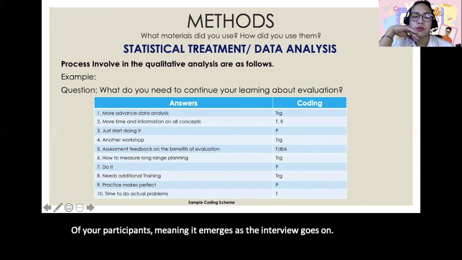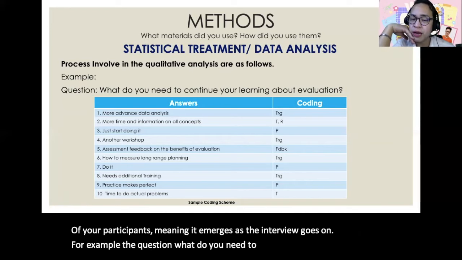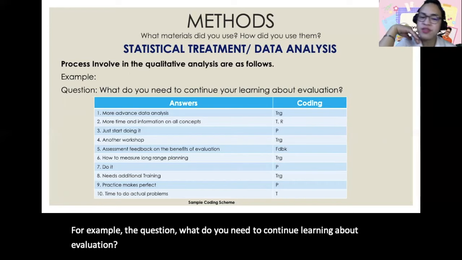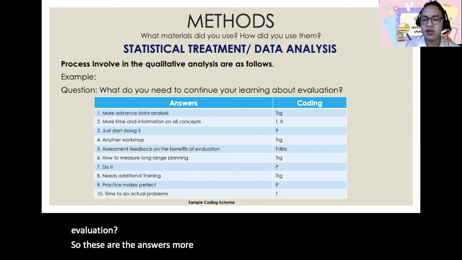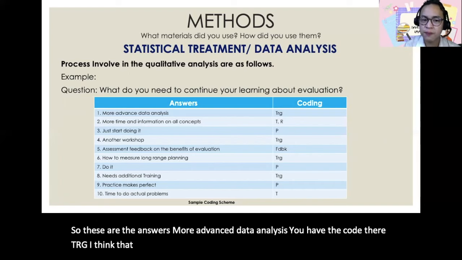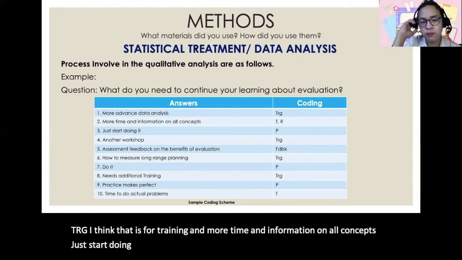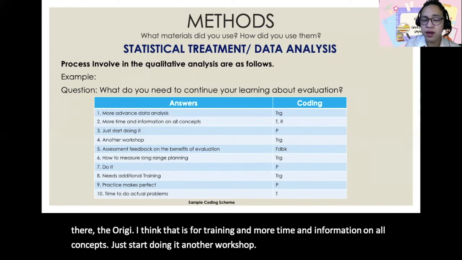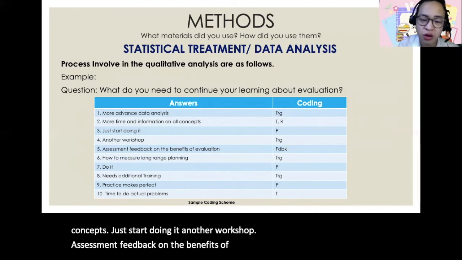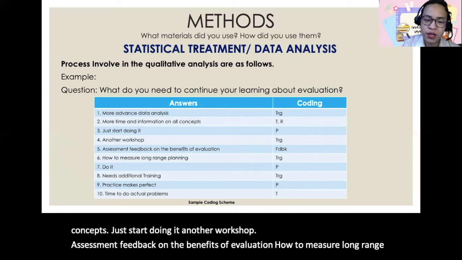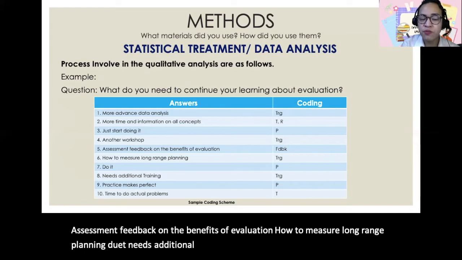Okay. For example, the question, what do you need to continue learning about evaluation? So these are the answers. More advanced data analysis. You have the code there, TRG. I think that is for training. More time and information on all concepts. Just start doing it. Another workshop. Assessment feedback on the benefits of evaluation. How to measure long-range planning. Do it. Needs additional training. Practice makes perfect. Time to do actual problems.